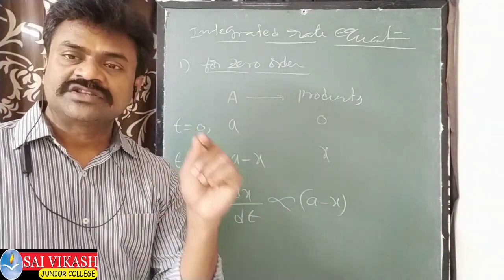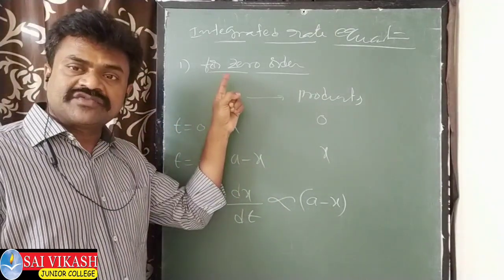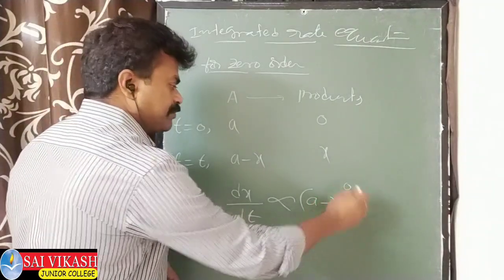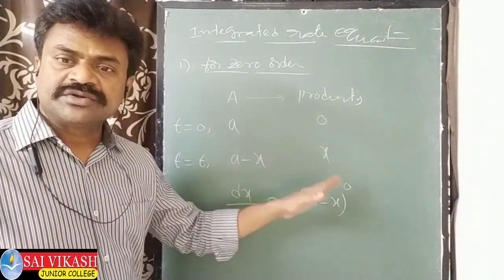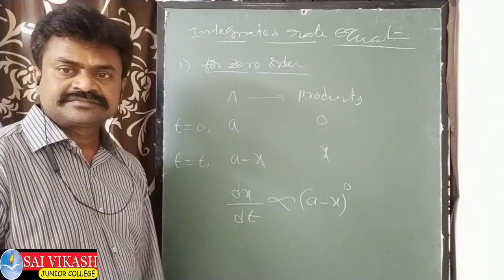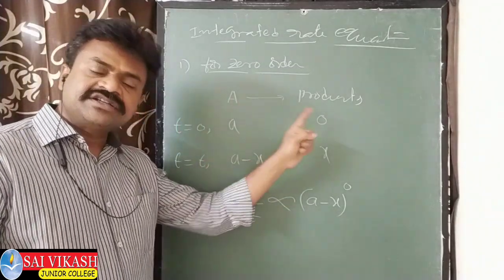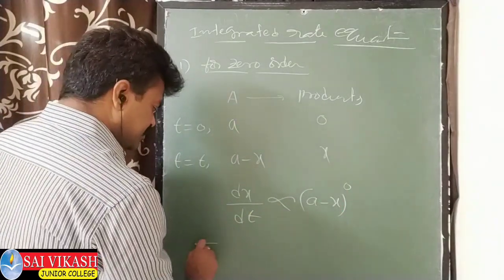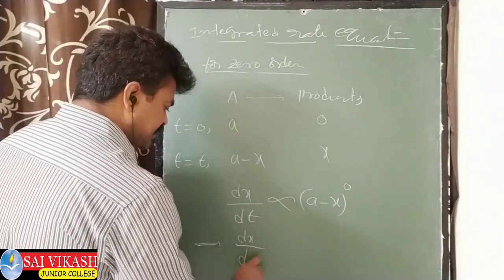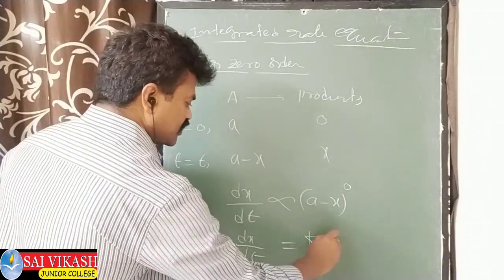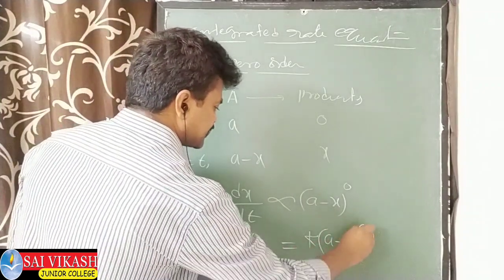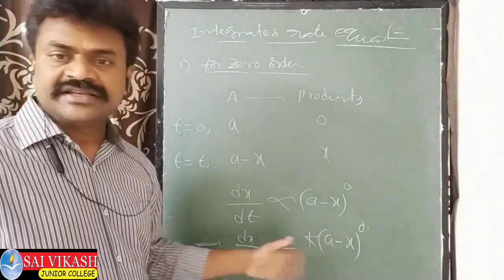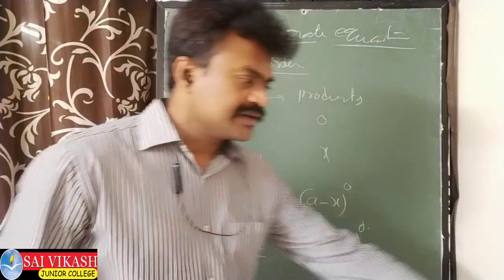But here one thing you have to understand, this is zero order we consider. Zero order means compulsorily we have to write power 0, then only it is a zero order reaction. Means it is a constant speed going on reaction. Let us remove this proportionality. So what will we get? dx by dt is equal to k into a minus x power 0. Tell me anything power 0 is 1. So you will get the k there.